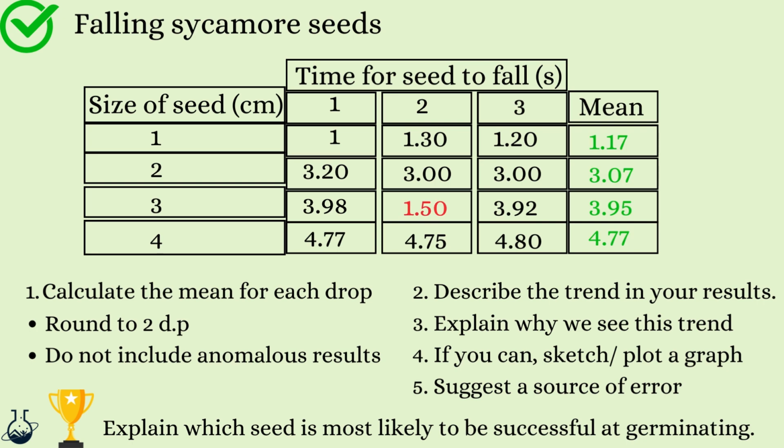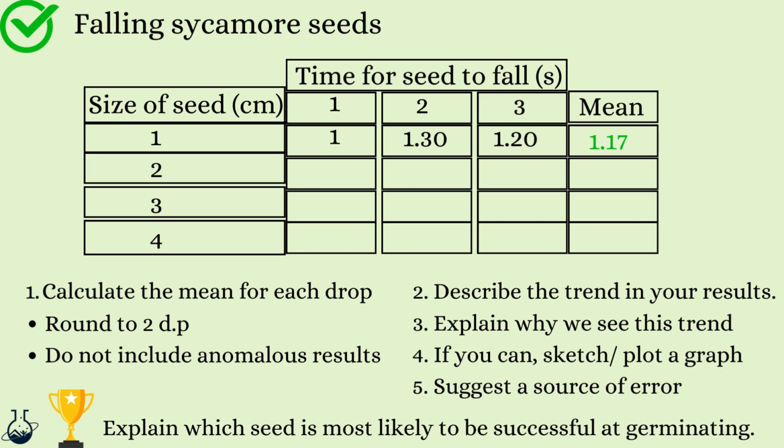To calculate the mean, we add up the values and divide by the number of values. For example, for size of seed 1, I add up 1 plus 1.3 plus 1.2. I then divide this answer by 3, and this gives me 1.17. Notice I keep the number of decimal places consistent, even when zeros are included. I repeat this for seed 2.